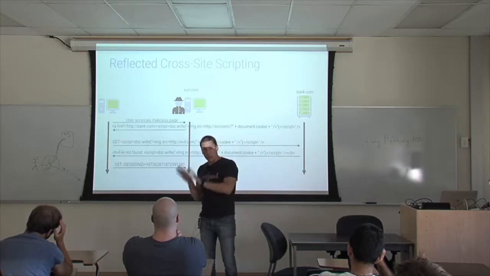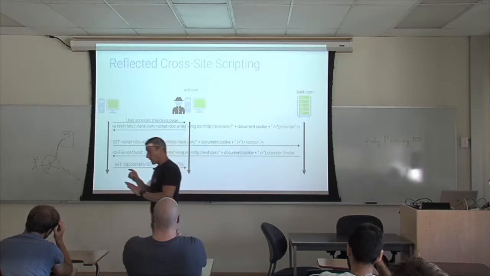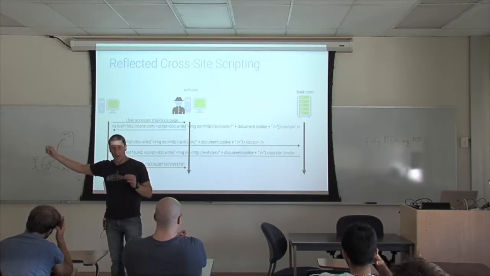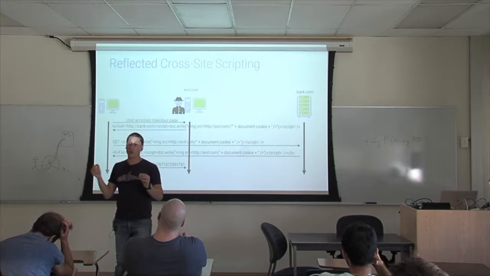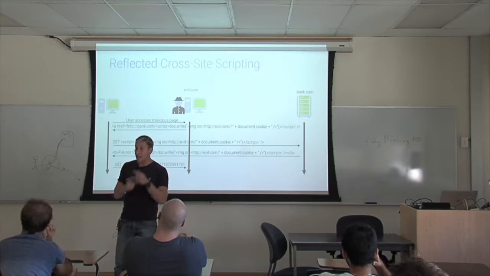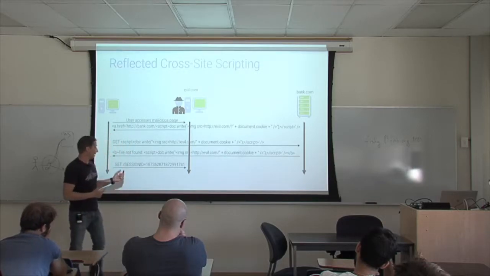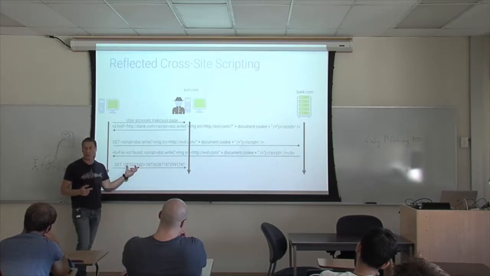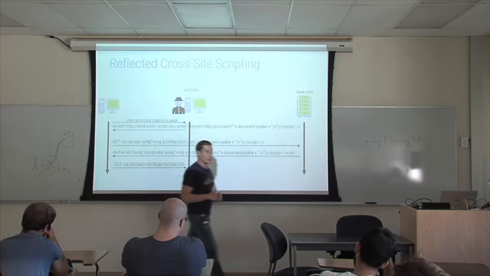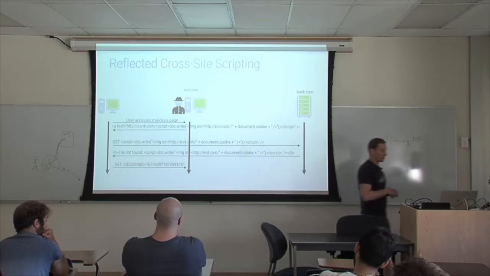So malicious page with link, user clicks, request goes to the bank, an error message returns that content, gets interpreted as JavaScript, and has access to the session ID of the user in the cookie, and this gets exfiltrated to the attacker, so to evil.com.